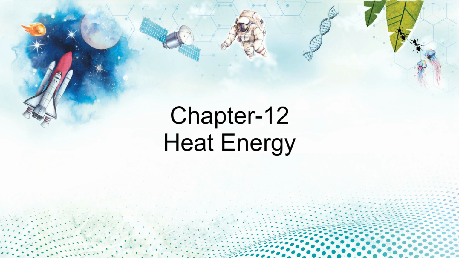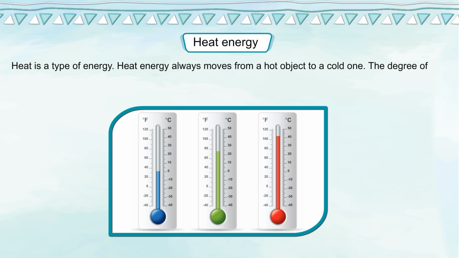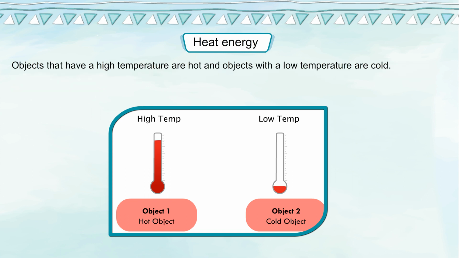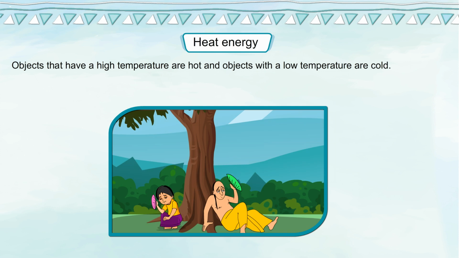Chapter 12. Heat Energy. Heat is a type of energy. Heat energy always moves from a hot object to a cold one. The degree of hotness or coldness of objects is measured by temperature. Temperature is commonly measured in degrees Celsius. Objects that have a high temperature are hot and objects with a low temperature are cold.